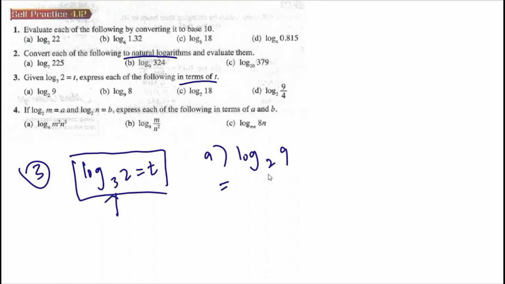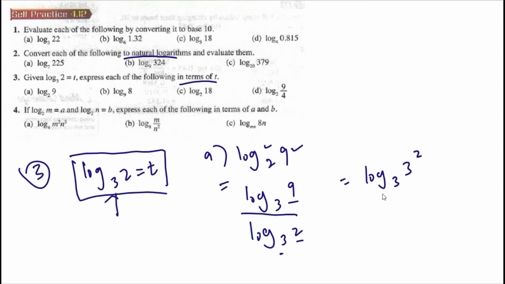To change the base, we have log 3 9 over log 3 2. To change the base, log new base, back over log new base, front. So this is back, this is front. So we have log 3 9, which is equal to log 3 3 squared over log 3 2. We will always try, if we can, to make it into the same base, because log 3 3 is equal to 1.